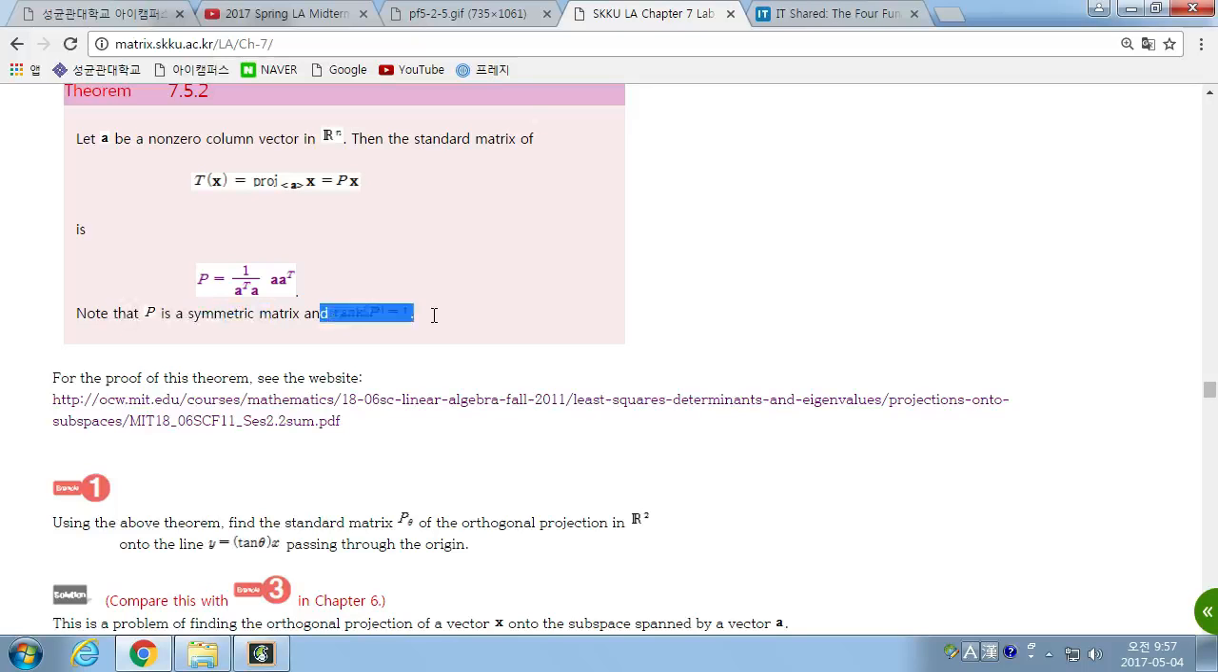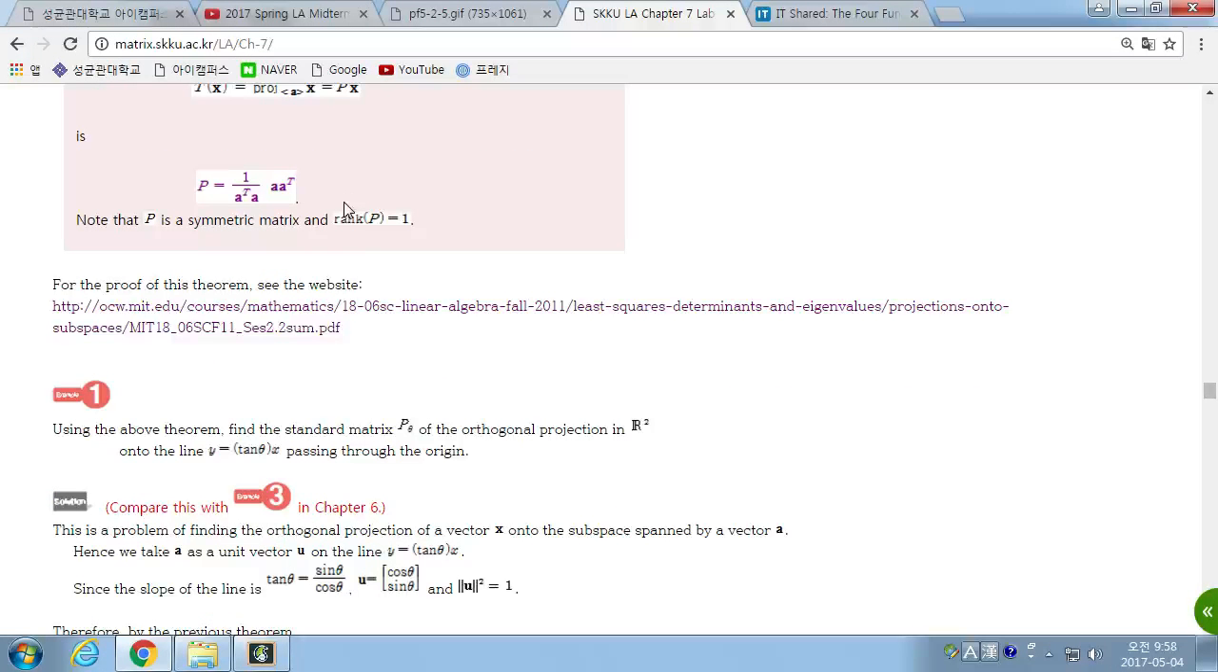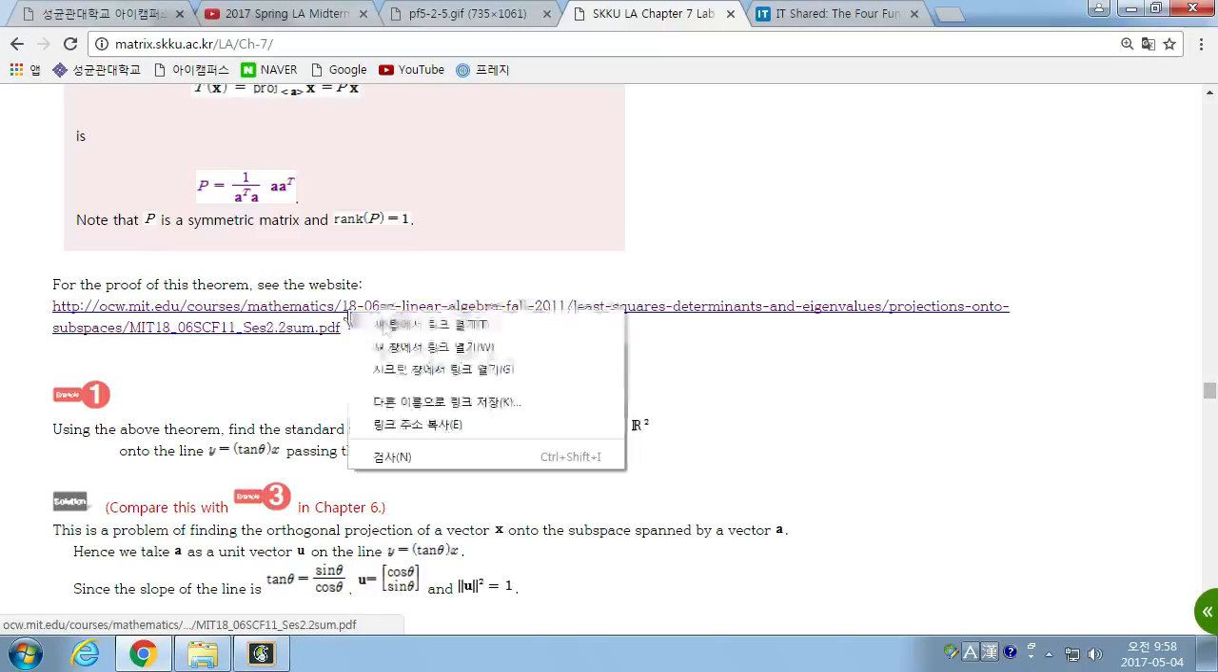And the rank of P is 1 because it has only one linearly independent column, because all the other columns are linear combinations of it. So now the projection can be found by multiplying this matrix with x. That's the whole idea.